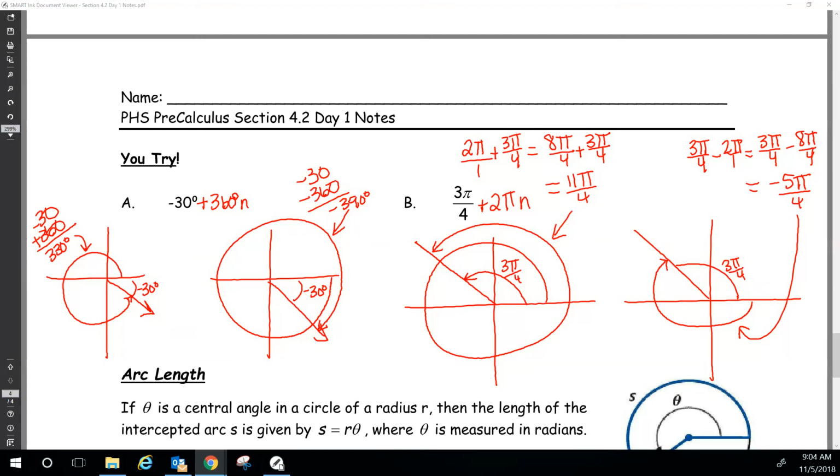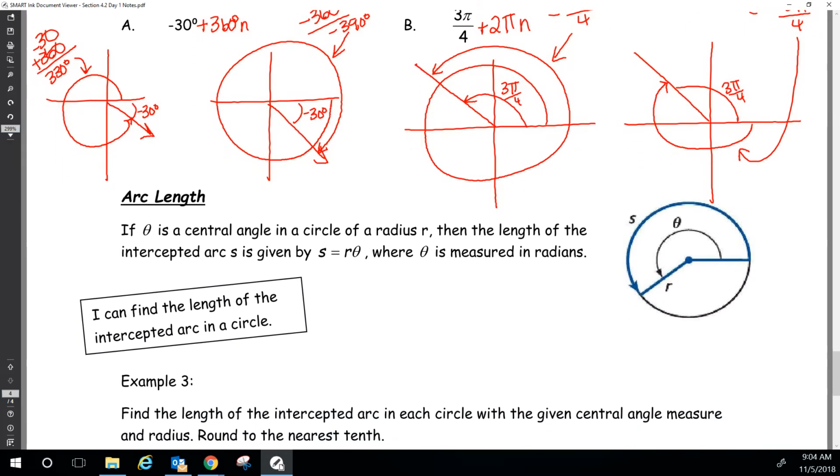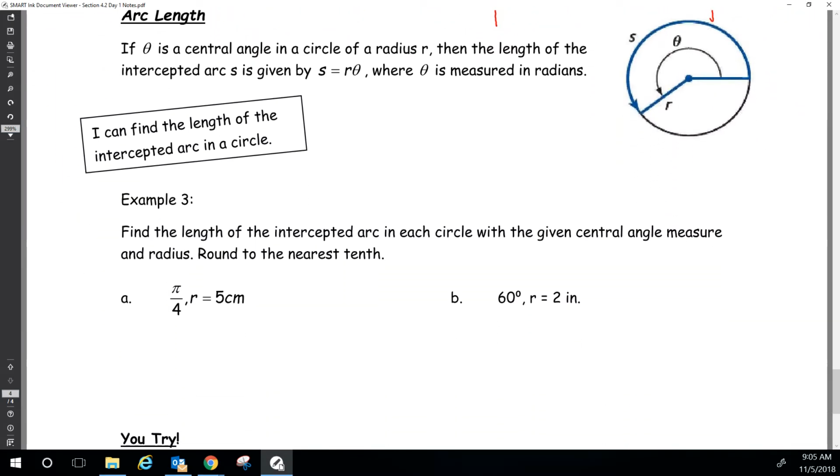Hi guys, welcome to video 3 for section 4.2, day 1. This is the last video here, so we're talking about arc length.